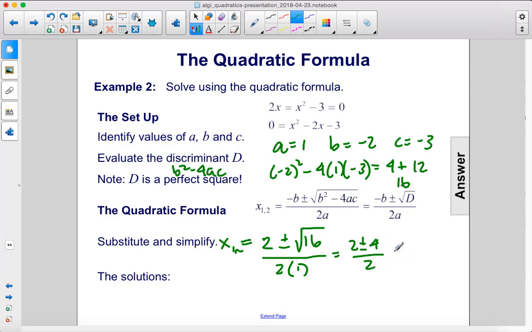So that gives us two solutions. 2 plus 4 over 2 and 2 minus 4 over 2. 6 over 2 is 3. Negative 2 over 2 is negative 1. So our solutions are 3 and negative 1.